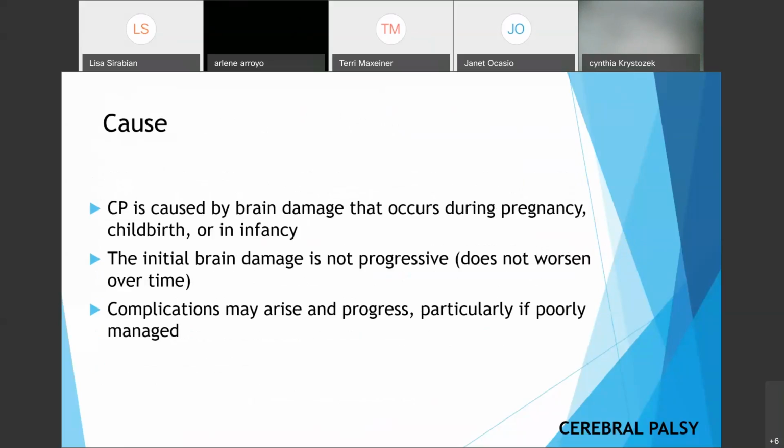So the brain damage that happens during the pregnancy, during the childbirth, or early in infancy is not progressive. It's not a progressive brain damage, which is interesting. That's unlike some of the others that we've already talked about, which we know are progressive brain disorders. However, complications that arise can be progressive, and particularly if they are not managed well.